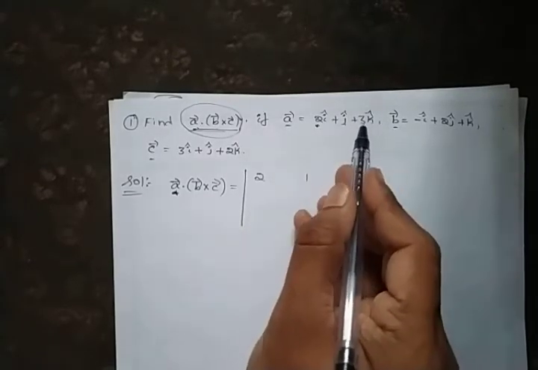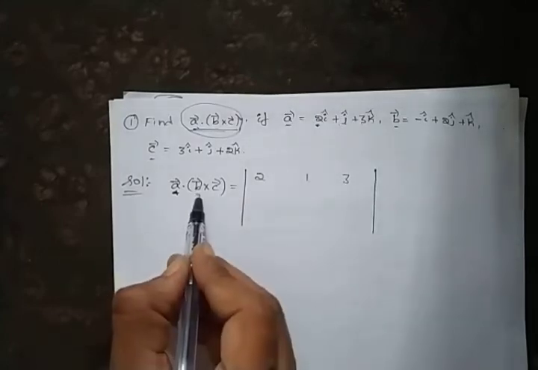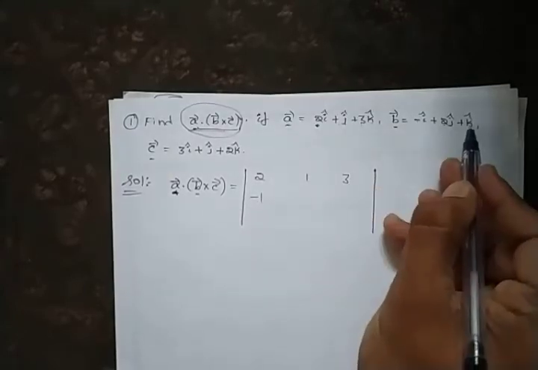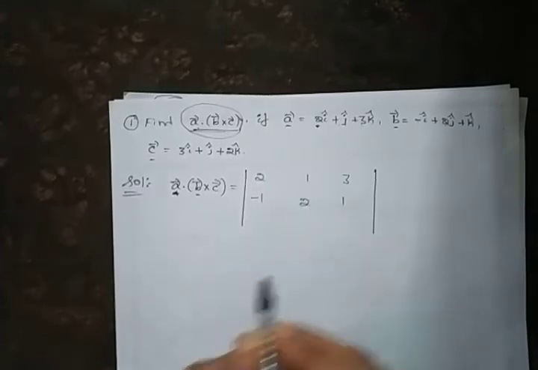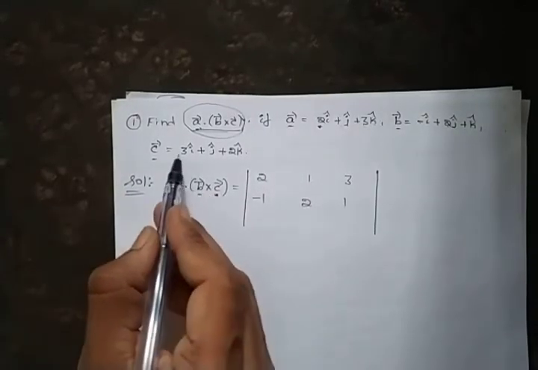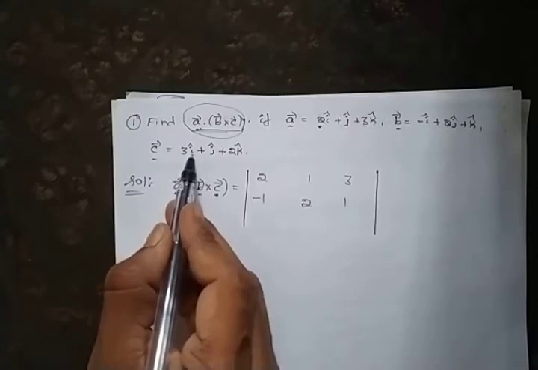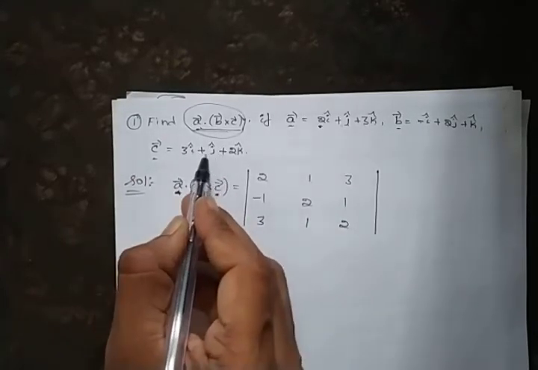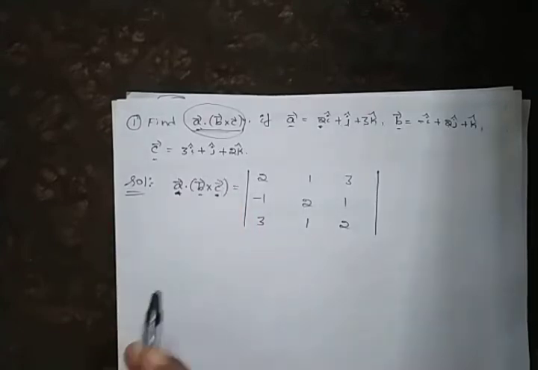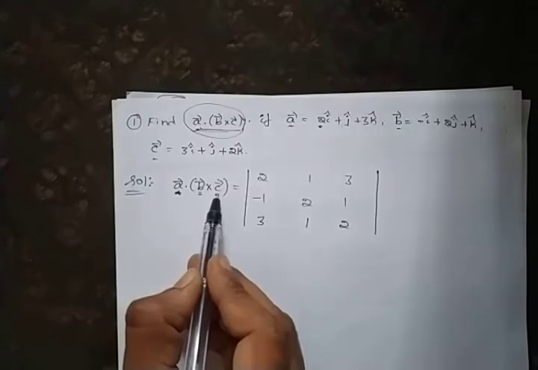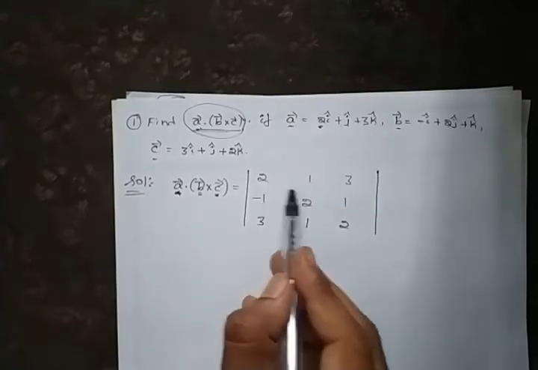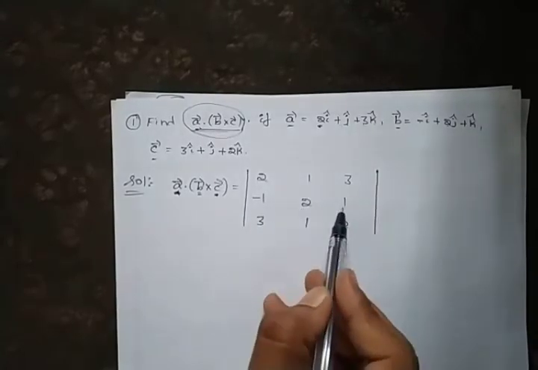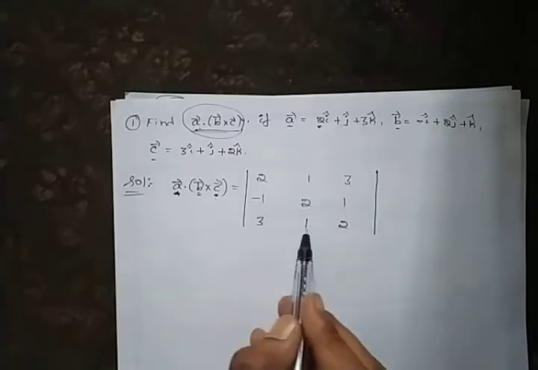A vector components: I component is 2, J component is 1, K component is 3. Next, B vector components: I component is minus 1, J component is 2, K component is 1. Next, C vector: I component is 3, J component is 1, K component is 2. Once again, A vector: 2, 1, 3. B vector: minus 1, 2, 1. Next, 3, 1, 2.